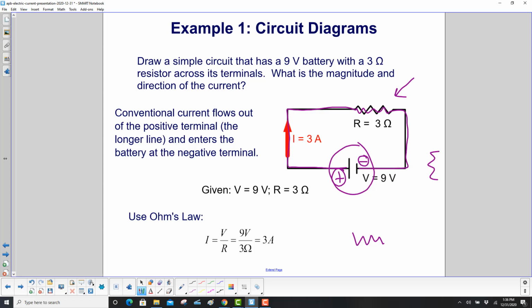So, the magnitude and direction of the current. Well, this is just Ohm's law. We have voltage and resistance. So I is V over R, 9 volts over 3 ohms. We have a 3 amp current.